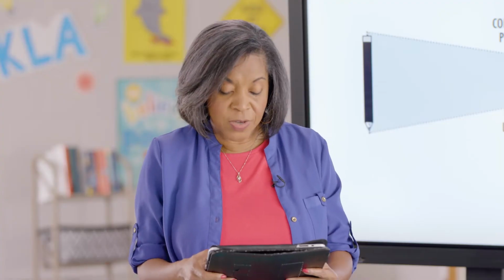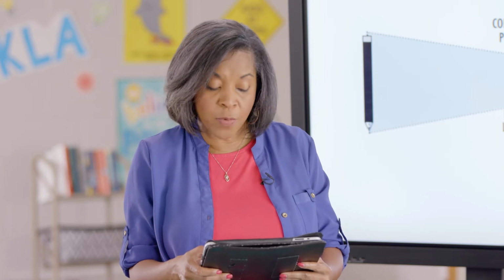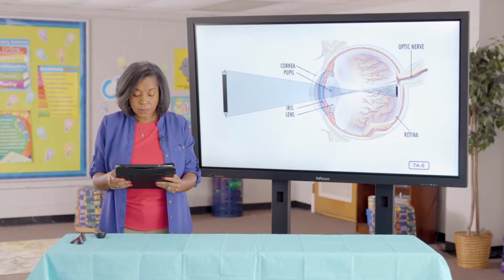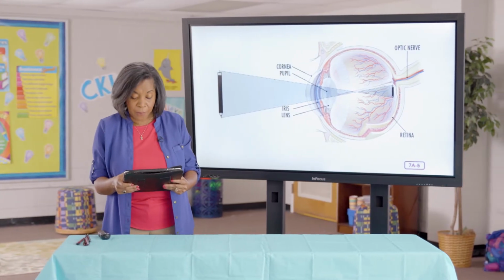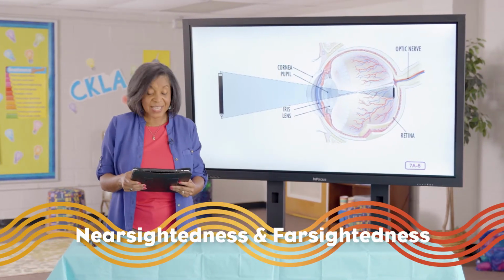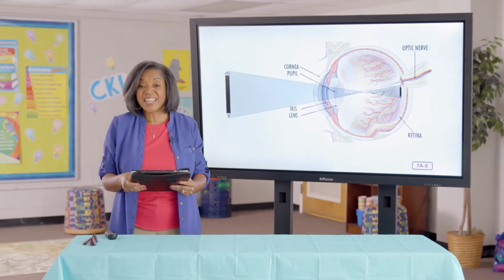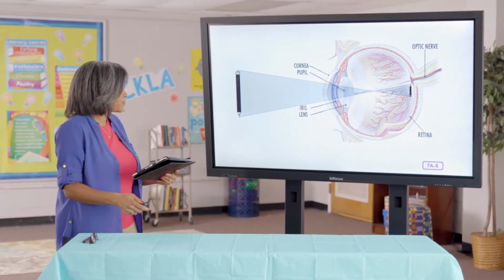Eyes are so important to us that it is troubling when things go wrong with our eyes, preventing us from seeing as well as we like. Two of the most common eye problems are nearsightedness and farsightedness. Have you heard those terms before? Let's find out what they mean.